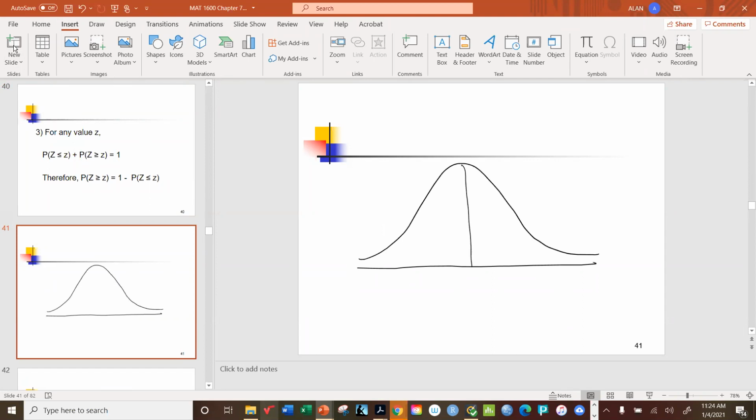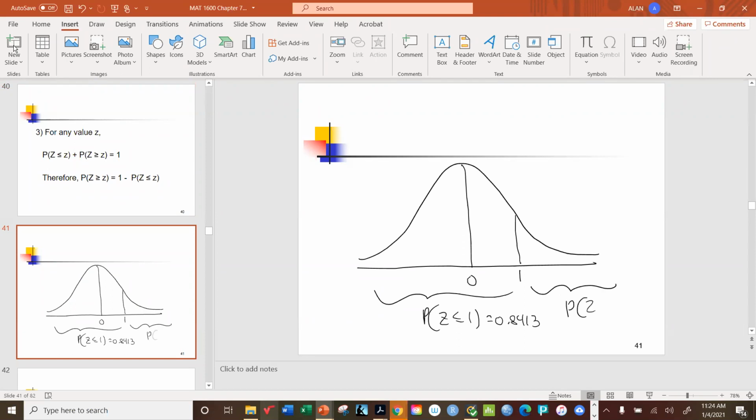Now, just a few minutes ago, we saw that the probability of being less than 1 is 0.8413. Because the entire area must add up to 1, that implies that this area is equal to 1 minus 0.8413, or 0.1587.